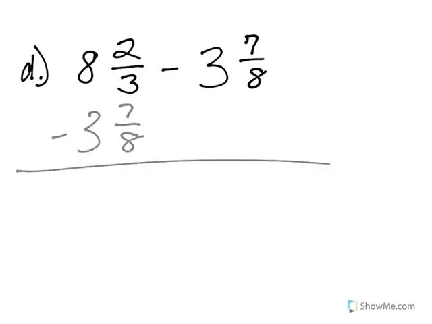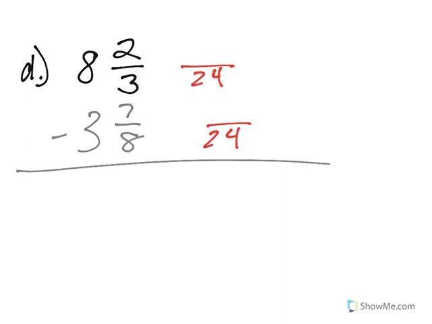Okay, so I'm looking at this, and I check out my denominators. 3 and 8 both go into 24. So in the top fraction, 3 times 8 is 24, so 2 times 8 is 16. There's my equivalent fraction of 16/24. And in the bottom fraction, 8 times 3 is 24, so 7 times 3 is 21. So again, 16 minus 21, nope, I need to borrow.